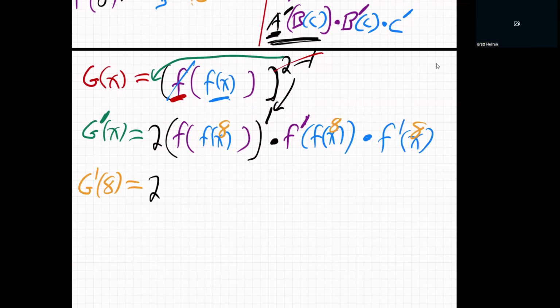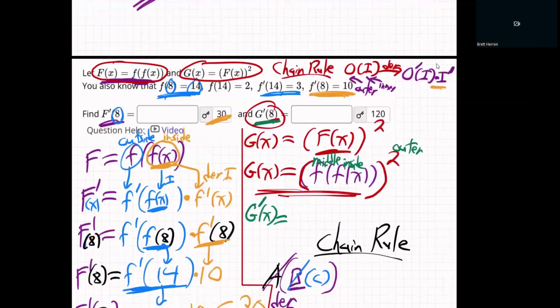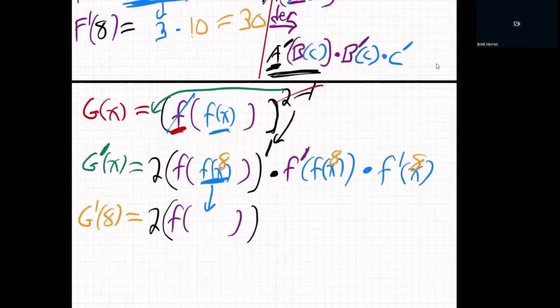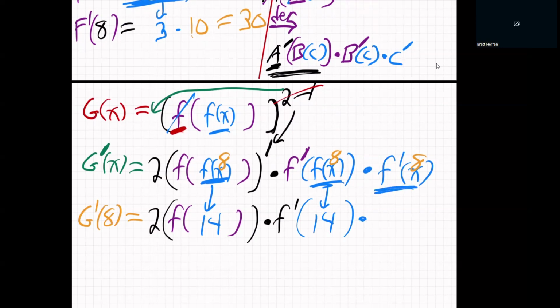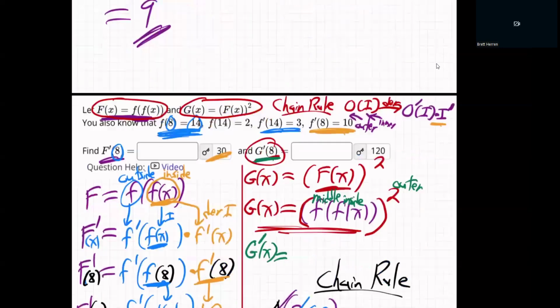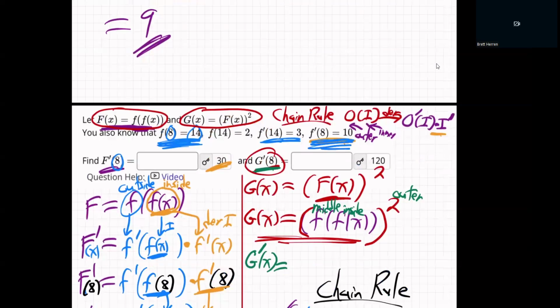So that's going to be 2 f, and this is going to be f of 8. What is f, little f of 8? Go back up here. Little f of 8 right here, it's 14. This becomes 14 times f prime of little f of 8. Again, that's 14 times. Now, this is a little different. This is f prime of 8, little f prime of 8. So little f prime of 8 is right here, 10.